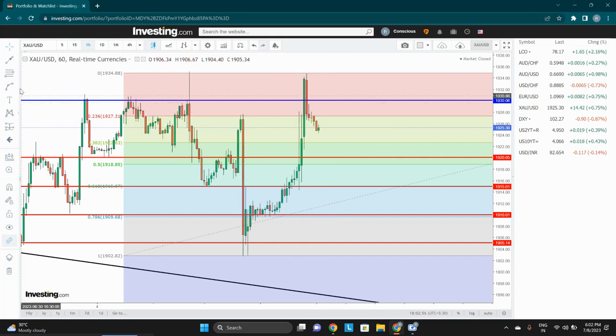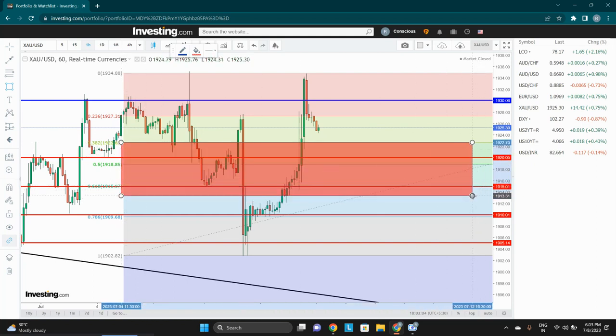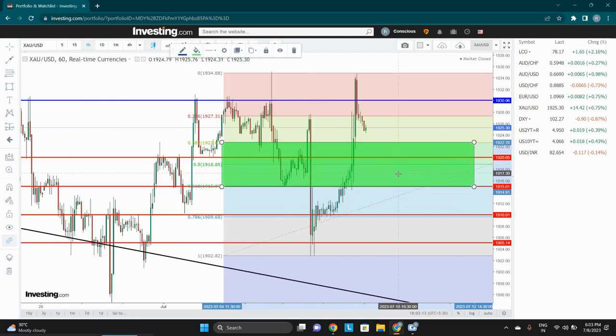So we want the correct entry place. If I mark it for you guys, as per Fibonacci levels, the correct entry place is in this range, especially, that is the 0.382 level to the 0.618 level. This is the ideal entry place for gold. So this is 1923 to 1915 level. This is the entry place.